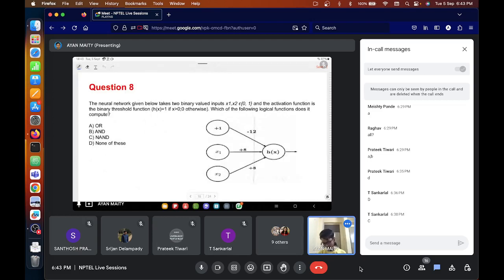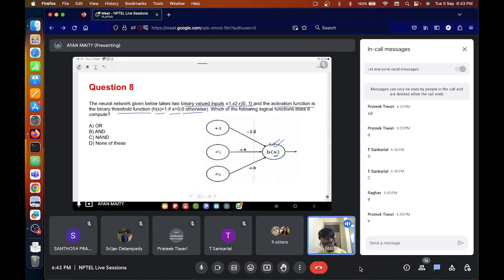Now question 8. This is basically a neural network. The neural network given below takes two binary valued inputs, x1 and x2, so 0 and 1 are the only possible values for both x1 and x2. And the activation function is the binary threshold function, where h(x) is 1 if x is greater than 0 and 0 otherwise. So if x is positive, then the output would be 1, otherwise the output would be 0.